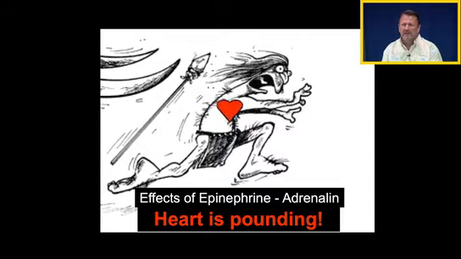we're talking about is the pharmacologic action of epinephrine, adrenalin, our prototypical sympathomimetic drug, because that's your body's sympathomimetic neurotransmitter. So epinephrine, the heart is pounding. So what happens when we give somebody epinephrine, adrenaline? It causes their heart to beat with more force.